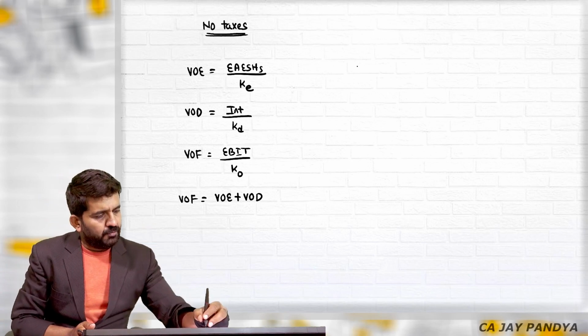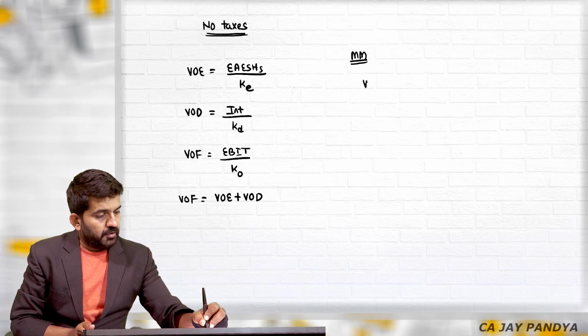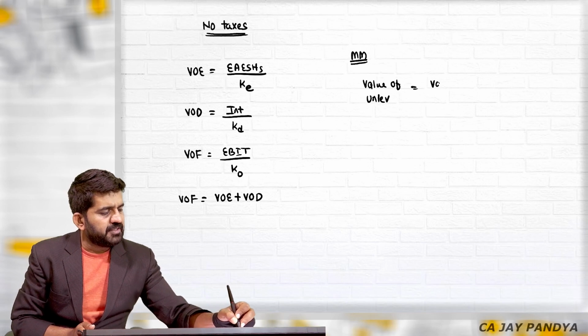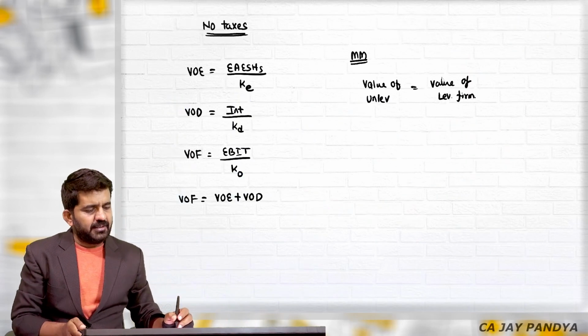As far as Modigliani-Miller is concerned, the value of an unlevered firm is equal to the value of a levered firm. In our case, the value of A Limited and B Limited is the same.